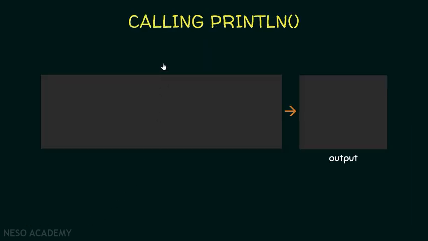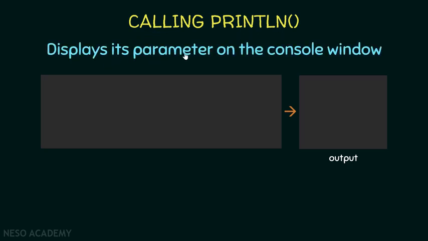Now let's talk about the println method. We will see how we can call the println method or how we can use it. So first of all, what does this method do? This method displays its parameter on the console. So whatever we put between parentheses will be printed on the console window. What is the console window? As you will see later on, it is a small window where we can see the output of our program.